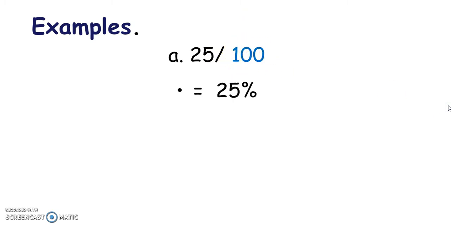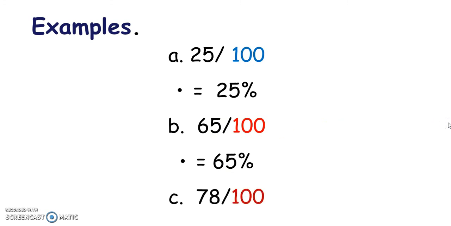For example, 25 over 100. This is a question of how you can write it as a percentage. If you look, the denominator is 100, which means you just have to write 25%. Another example, 65 over 100. As you can see, the denominator is 100. It means the answer is 65%.